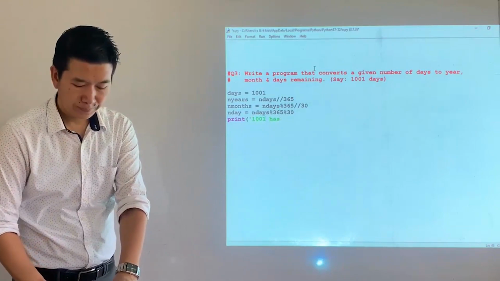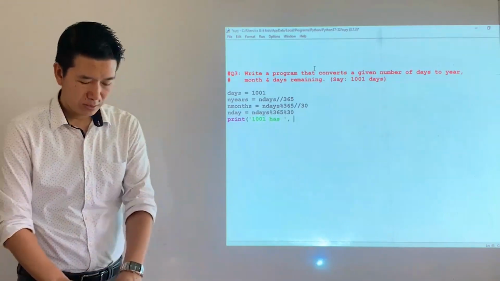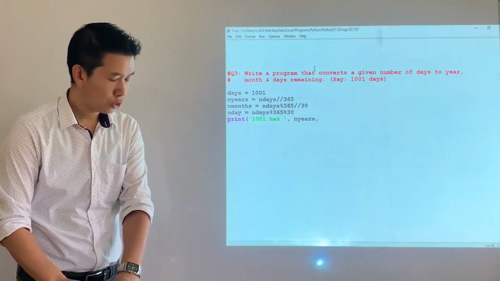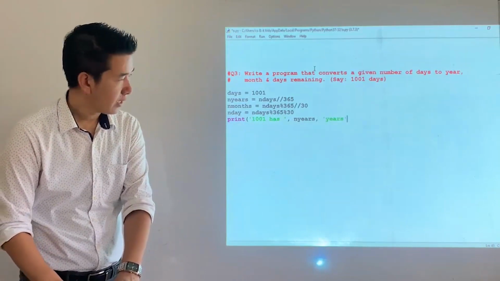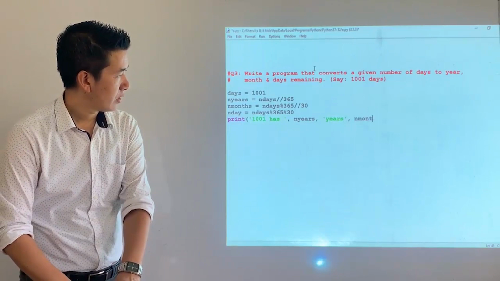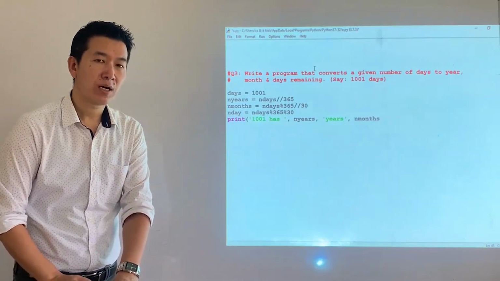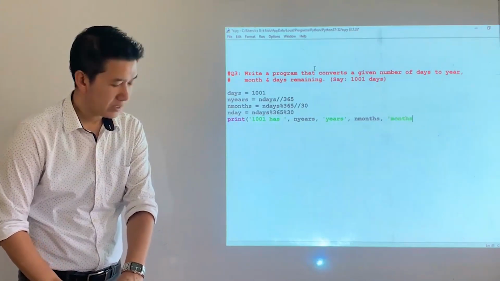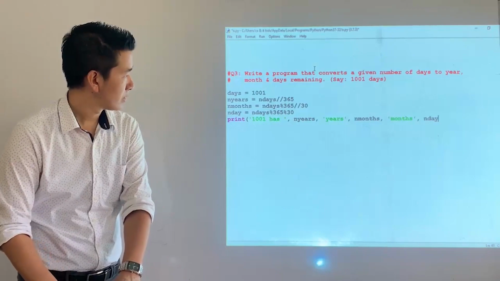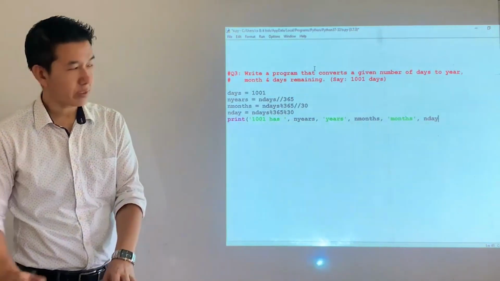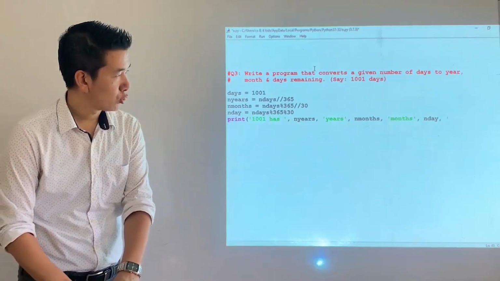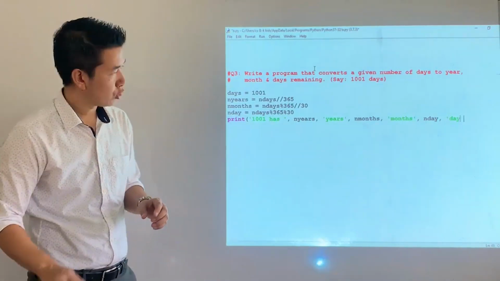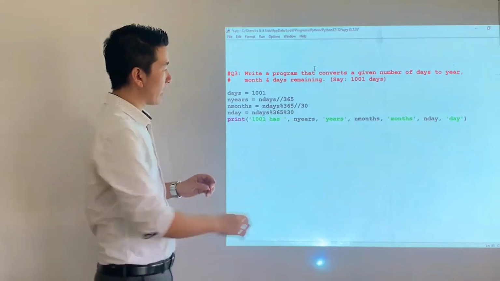1001 has, okay, n years, the value of n years is 2. 2 years, okay? And then the number of n months is 9, remember? And then we'll have the unit, 9 months, and then finally n days, okay? This is n days, so I'll just, okay, n days is fine. And then equal to day. Since the number of days remaining is just 1, we'll use just day like this, and then close it. So you get the output like this.